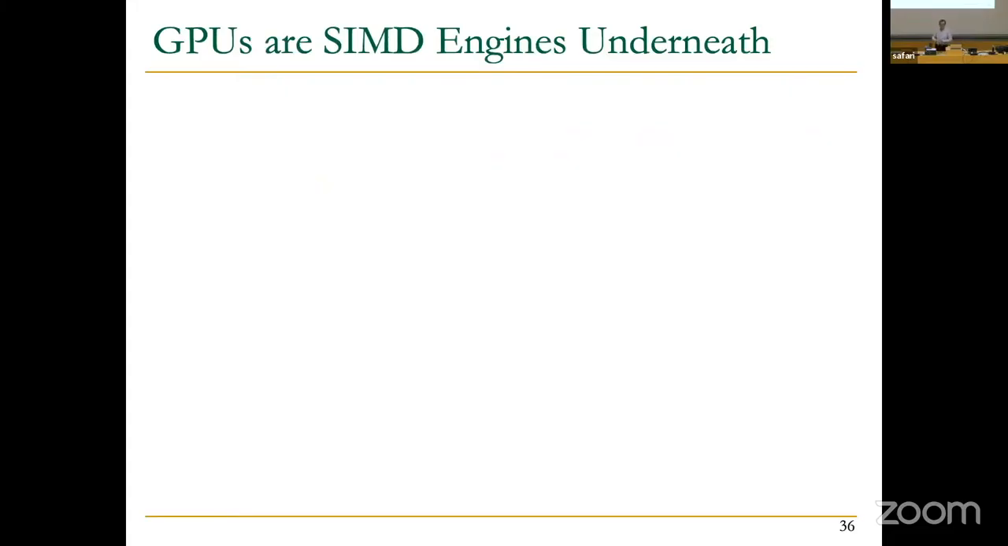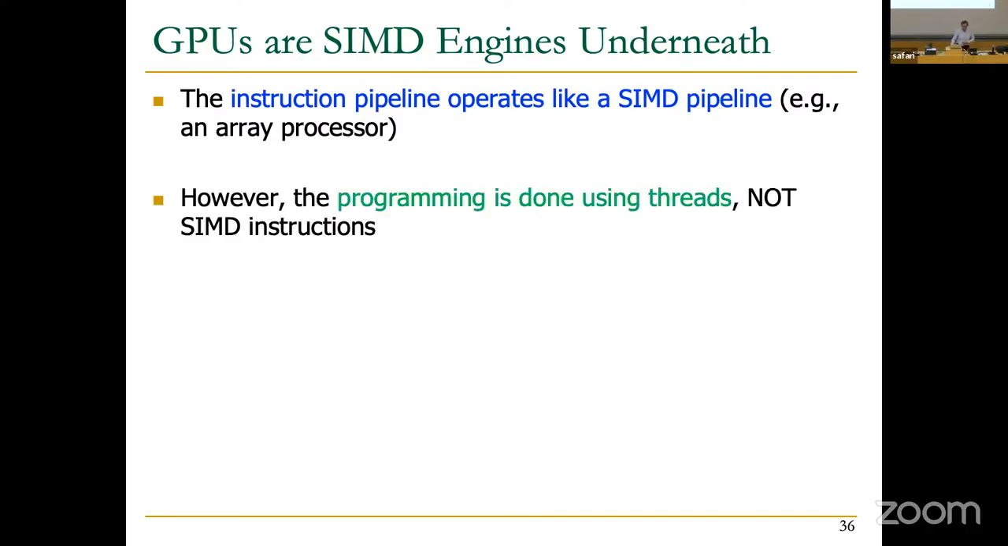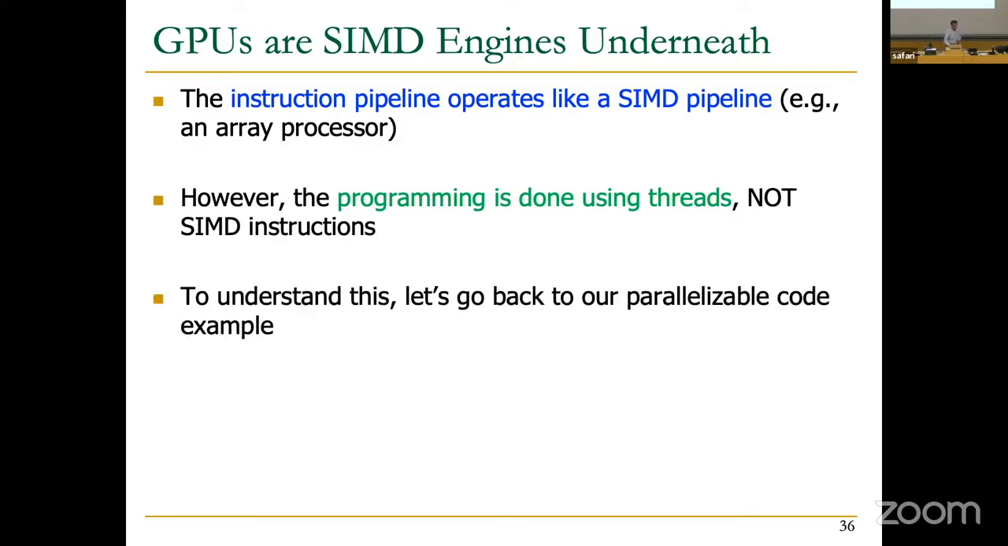But basically, GPUs are SIMD engines underneath. What we've discussed applies to GPUs. I'm going to show you how it's different in GPUs. The instruction pipeline operates like a SIMD pipeline. In other words, like an array processor, as we will see. However, the programming model is completely different. It's not done using SIMD instructions. It's done using threads, and we're going to see this in a little bit.